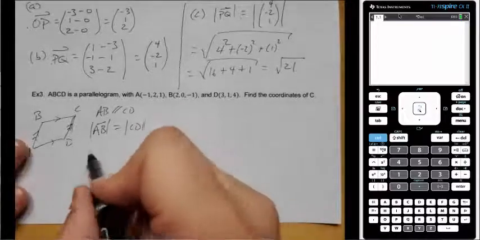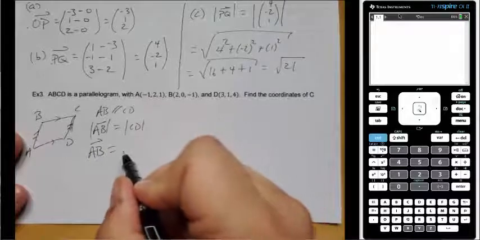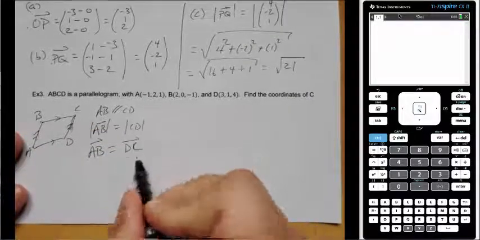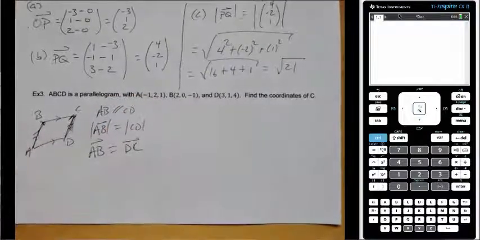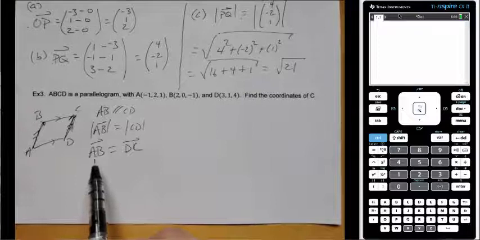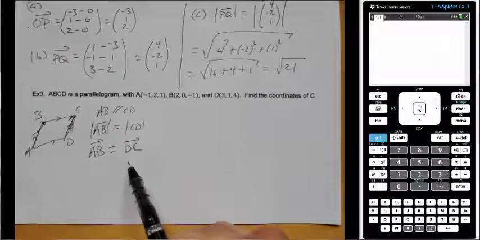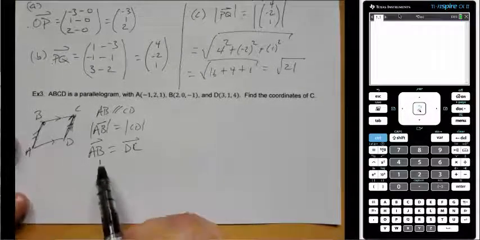Or maybe even better yet, the vector from A to B is the same as the vector from D to C, because they're parallel and the same length. So if I could find the vector form of AB, I could write that as the vector form of DC, and then I could equate the two vectors component by component.